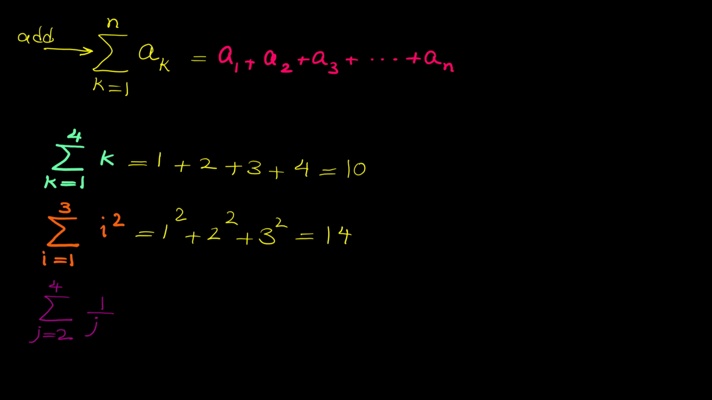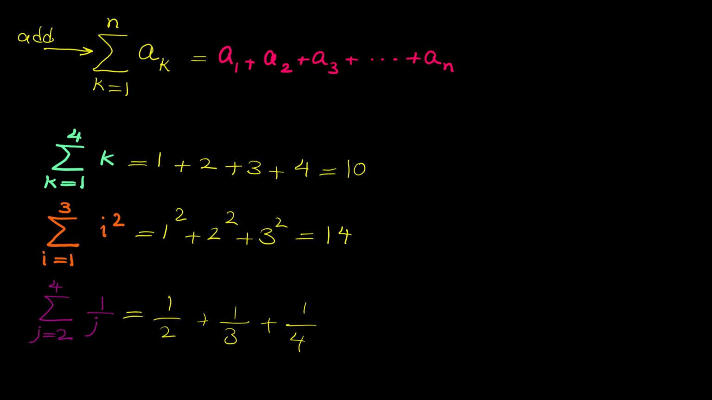So what terms do we have to add? First we plug in 2 for j. Then we have 1 over 2. After 2 we have to plug in 3. 1 over 3. And the final term is 1 over 4 because the last value for the index is 4. 1 over 2 plus 1 over 3 plus 1 over 4. We have to add these terms to each other.